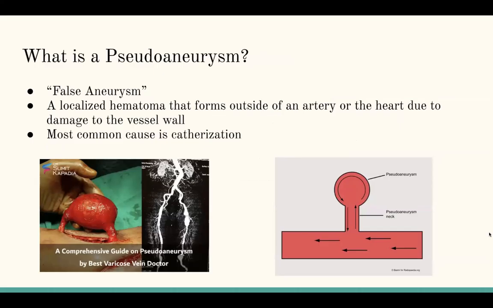What is a pseudoaneurysm or false aneurysm? A localized hematoma that forms outside of an artery or the heart due to damage to the vessel wall. The most common cause is catheterization.